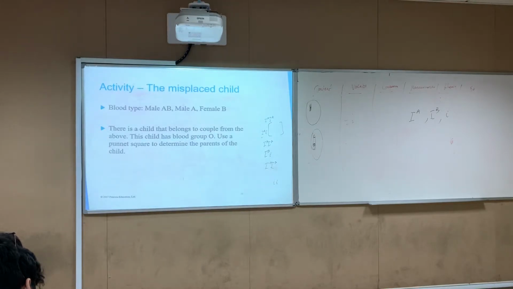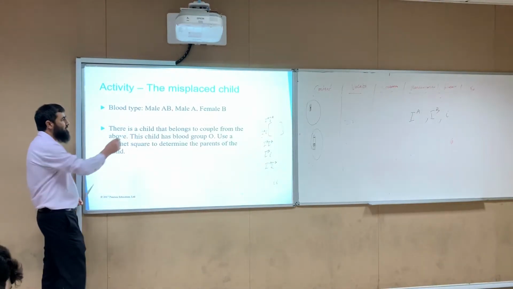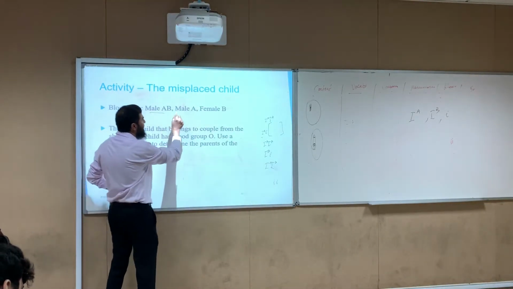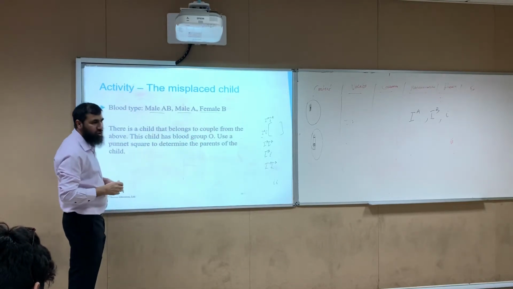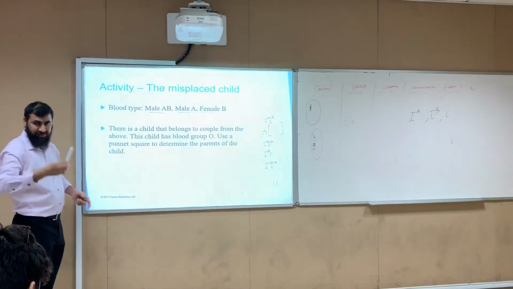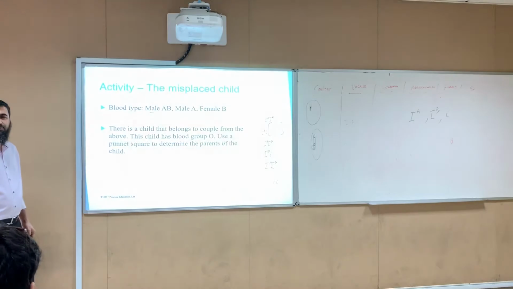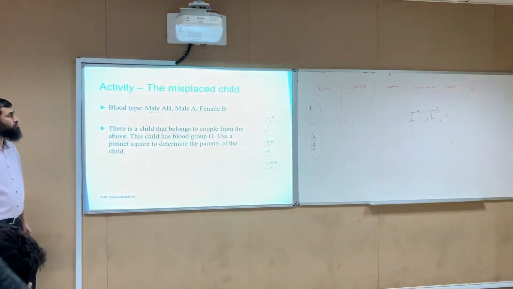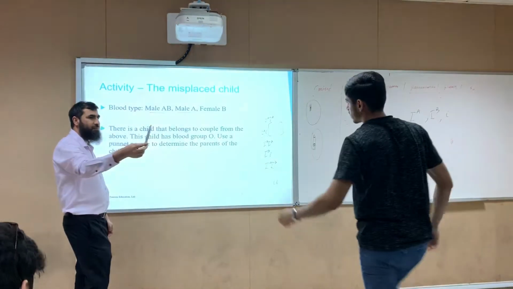All right. Here's a little activity. It's very easy. So you've got a male that's AB, a male that's A, and a female that's B. They have a child with O. Come here and solve this for me. You've got to find the missing parents of this child, one is misplaced. The parents are one of those.